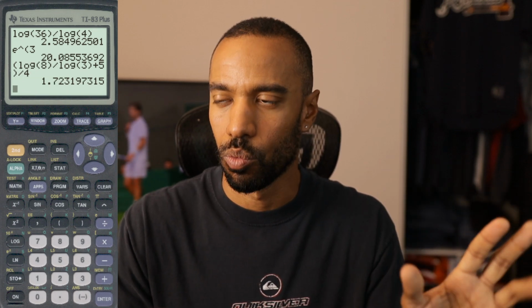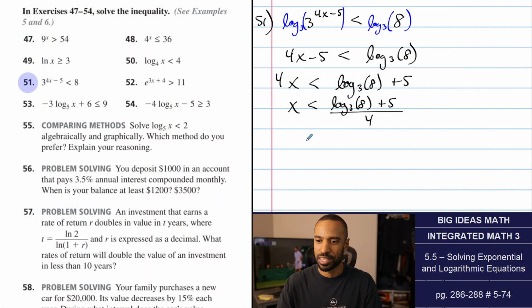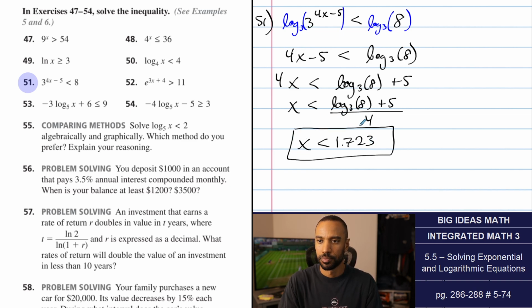But what we need first is a set of parentheses to open with for the numerator. We're going to do log of 8 over log of 3. I'm closing just the parentheses set for that. Now plus 5, and then close the parentheses for the numerator, and then divide that by 4. If I get around 1.7-ish, I'll feel good on it. 1.723, feeling good on it. So x has to be less than 1.723. Now, any number is good here for domain because it's an exponential function.